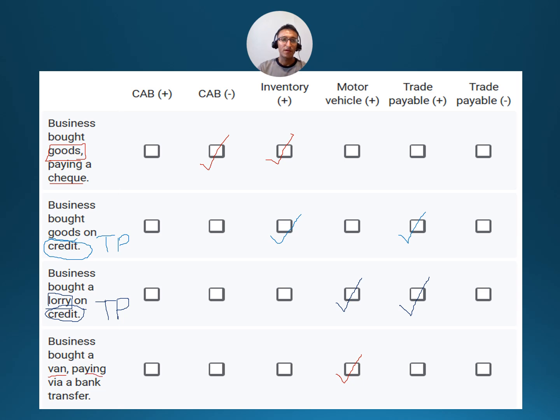Next, the business bought a van, and we know by now that a van is a type of vehicle. When a business buys a vehicle, the business has more vehicles, so motor vehicle increases. Next, paying via a bank transfer. A bank transfer affects the business bank account, and when they pay from the bank account, there will be less money in the business bank account. Therefore, cash at bank decreases.